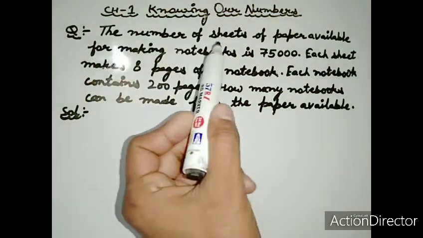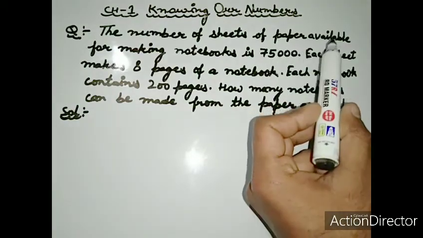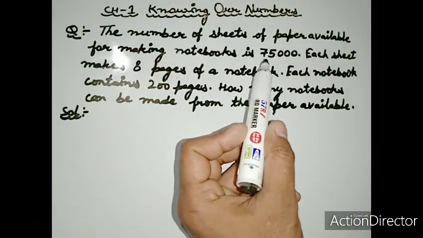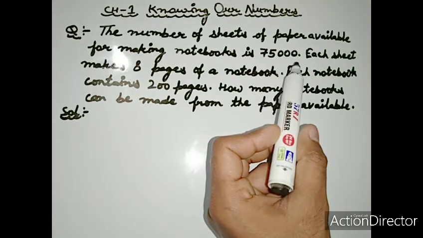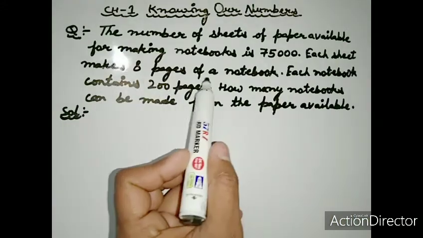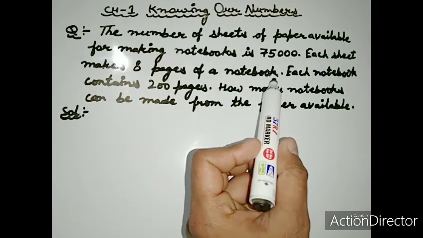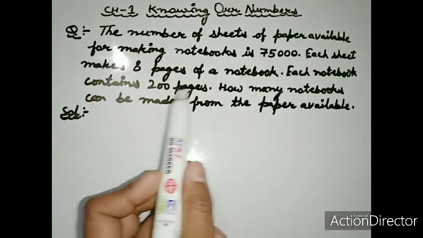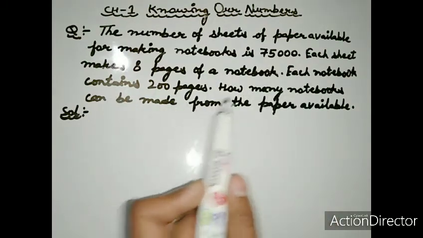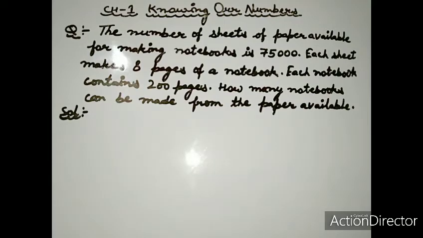Now here I take one question related to a word problem. The number of sheets of paper available for making notebooks is 75,000 and each sheet makes 8 pages of a notebook. Each notebook contains 200 pages. So how many notebooks can be made from the paper available?